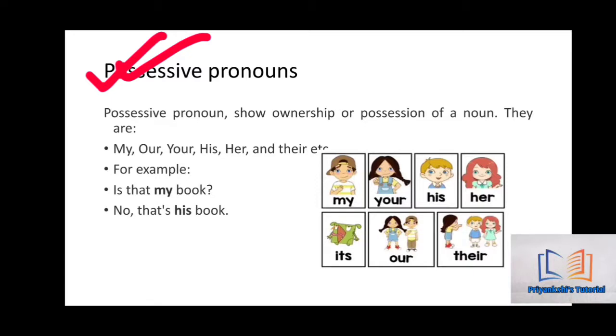Possessive pronoun. Possessive pronouns show ownership or possession. They are my, our, your, his, her and their, etc. For example, in a sentence, is that my book? No, that's his book.